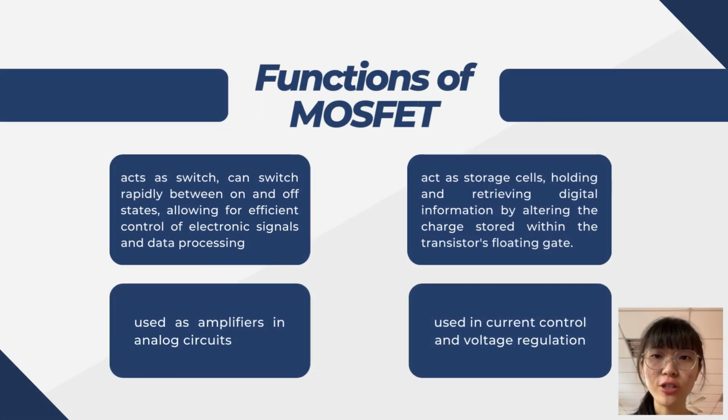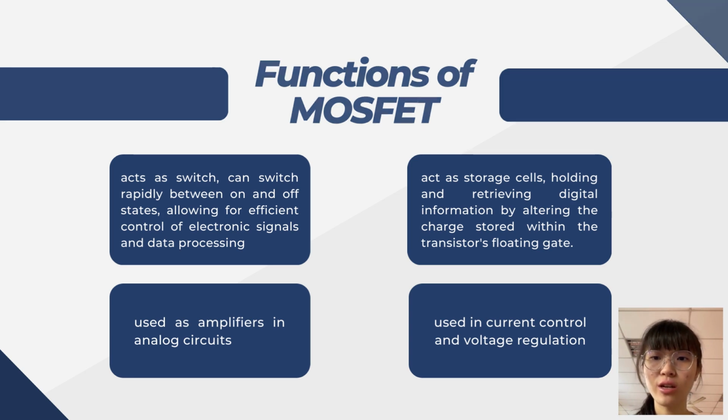Here are some functions of MOSFET. First of all, MOSFET acts as a switch, as it can switch rapidly between on and off states, allowing for efficient control of electronic signals and data processing. Next, MOSFET acts as storage cells, holding and retrieving digital information by altering the charge stored within the transistor floating gate. Furthermore, MOSFET is used as an amplifier in analog circuits. Lastly, MOSFET is used in current control and voltage regulation.